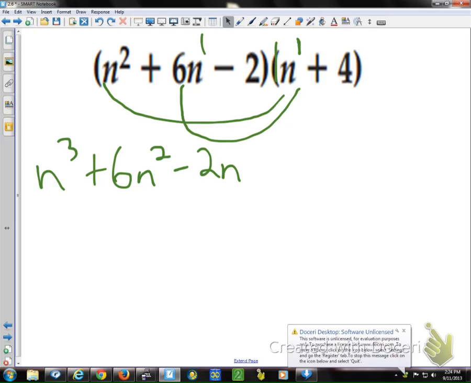Now we have to do the same thing with the 4. And I think Tristan's going to help me with that one. Tristan, 4 times n squared. 4n squared. Muy bien. 4 times 6n. That's right, 24n. And 4 times negative 2? Muy bien.